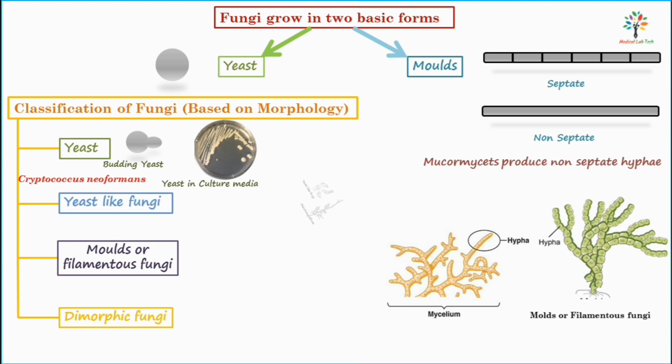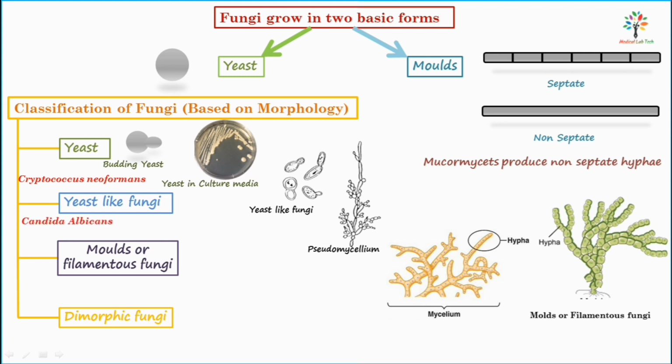Yeast-like fungi grow partly as yeast and partly as elongated cells resembling hyphae. Yeast-like fungi can form pseudomycelium. Pseudo means false, so it is a false mycelium. Actually, it is not a mycelium but looks like one. You can see this structure. It looks like mycelium but actually it is not. Candida albicans is a pathogenic yeast-like fungus. Pathogenic means it is able to cause infection in human beings.